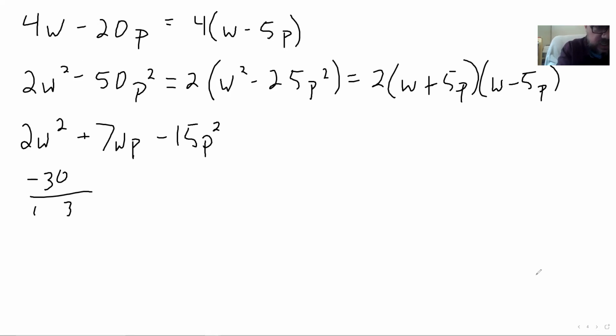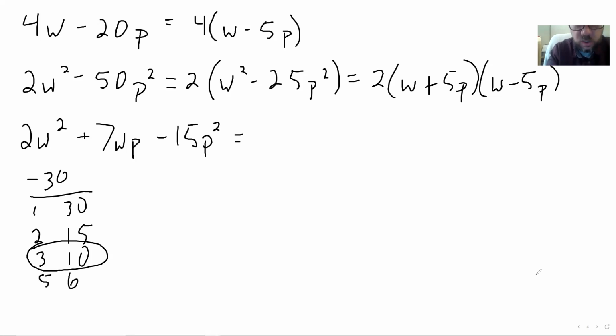1 and 30 is not it. 2 and 15, that's not it. How about 3 and 10? All right, that's promising, but there might be more. 4, 5, and 6, no, that's not it. All right, so 3 and 10. So I want plus 10 and minus 3.